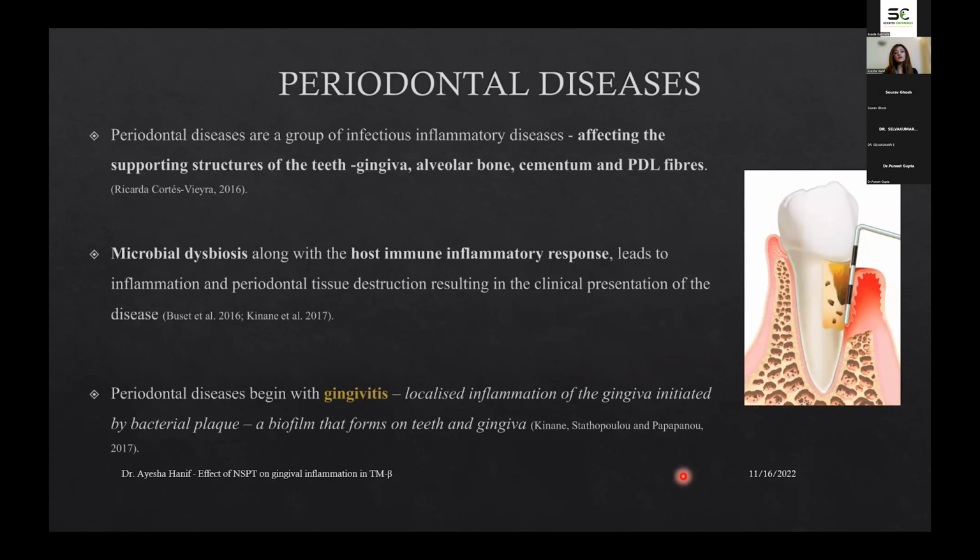Periodontal diseases are a group of infectious inflammatory diseases which affect the supporting structures of the teeth: gingiva, alveolar bone, cementum, and periodontal fibers. Microbial dysbiosis, along with the host immune inflammatory response, leads to inflammation and periodontal tissue destruction that results in the clinical presentation of the disease. Periodontal diseases begin with gingivitis, which is the localized inflammation of the gingiva initiated by bacterial plaque, a biofilm that forms on teeth and gingiva.